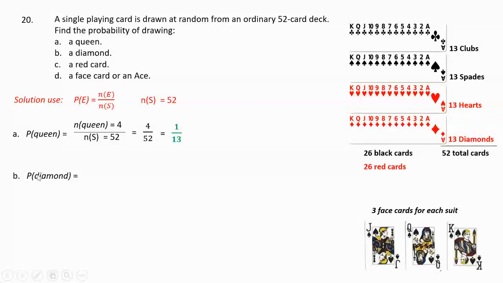For part B, diamonds, right? So how many diamonds are there? There's 13 diamonds. So it's going to be 13 over 52, which will give us 1/4.